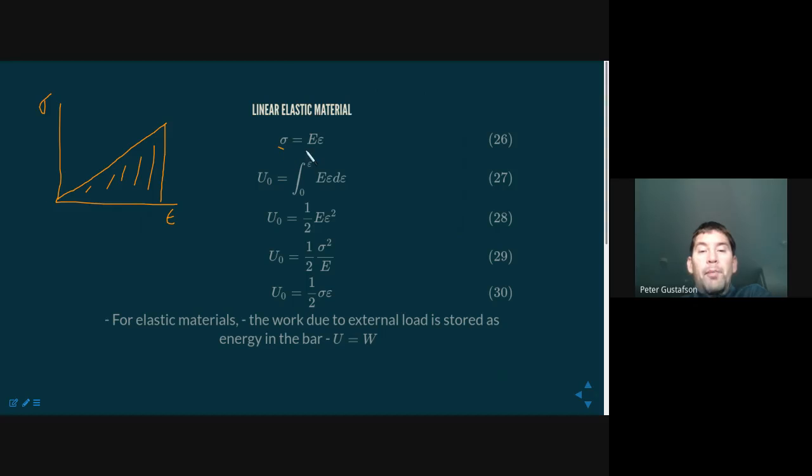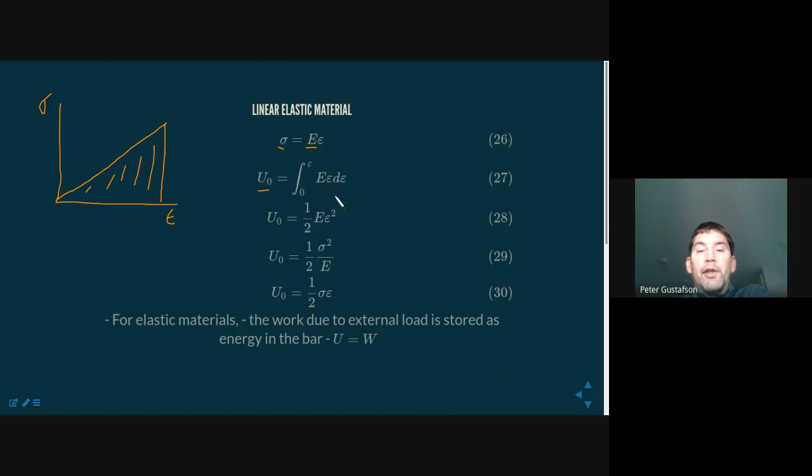So if we express sigma is equal to E times epsilon, it's linear. We then express U0, strain energy density, as the integral from 0 to strain of E times epsilon. That's stress d-strain, E epsilon d-strain. We then recognize, of course, the integral of epsilon d epsilon is epsilon squared over 2. So the strain energy density is 1/2 E epsilon squared.